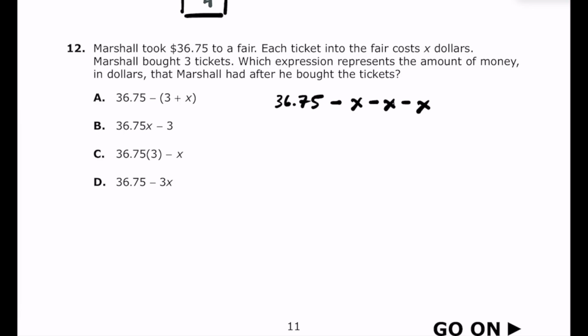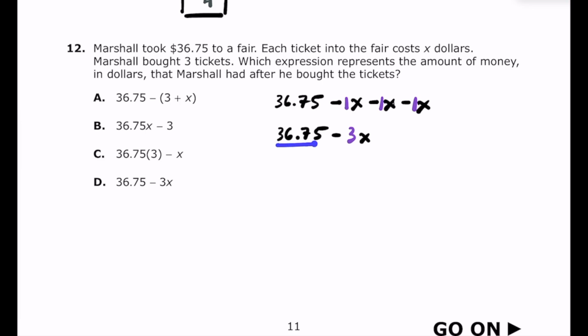And another way to think about this, though, is if he starts off with $36.75, if he basically bought 1 ticket, then 1 ticket, then 1 ticket, you can see their coefficients are 1. You could also say really that Marshall bought 3 of these tickets, right? Because again, these are all the same thing. So instead of subtracting them individually, we can just subtract 3 of the same thing here. All right.